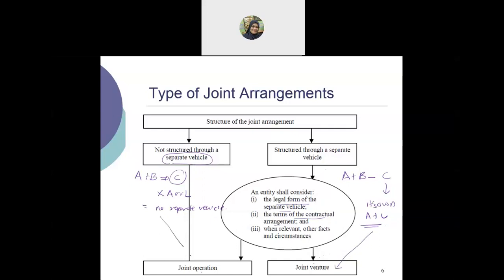If there is no separate vehicle here, meaning A and B join together and come up with a C, but C does not have any assets or liability here, then we consider this one a joint operation.